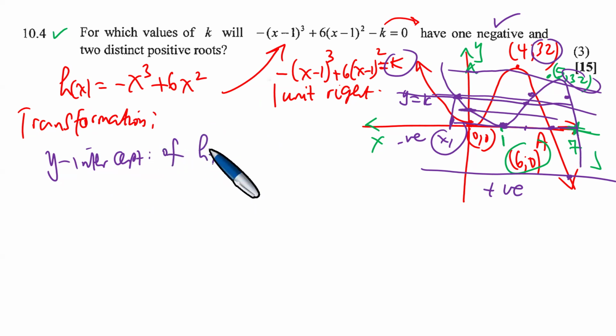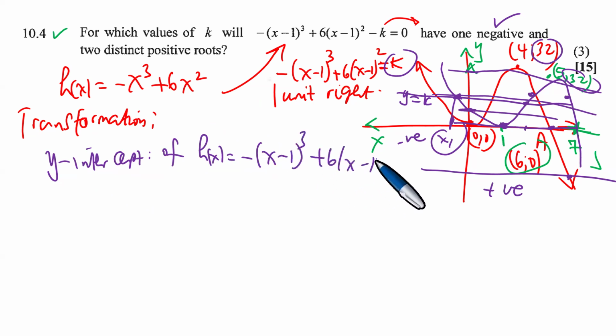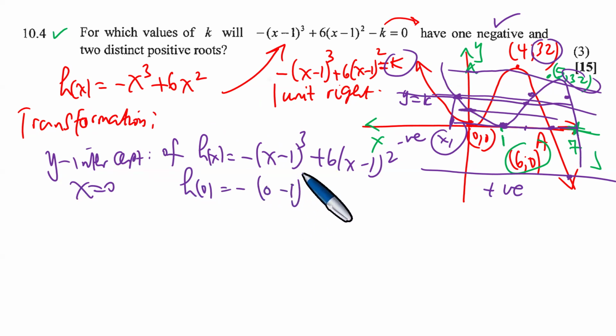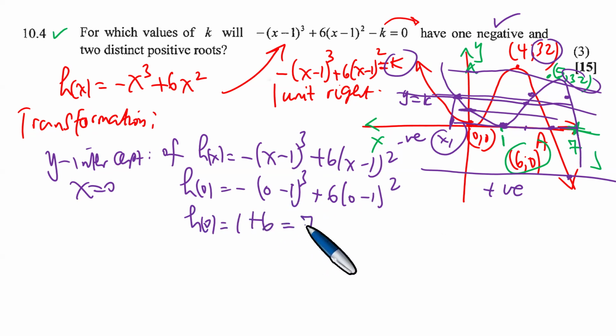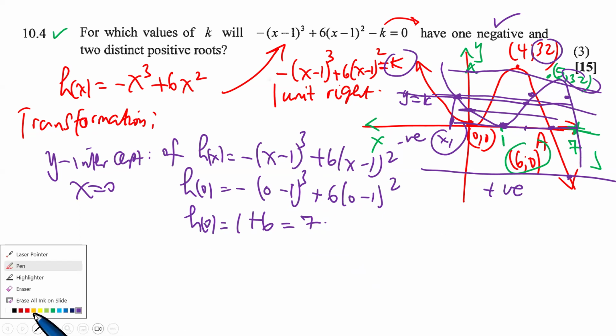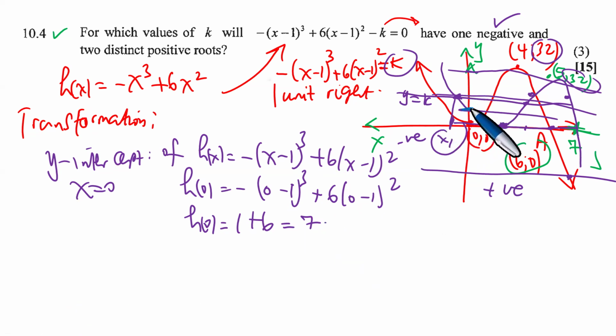The y-intercept of h, which is minus x minus 1 cubed plus 6x minus 1 squared. To get the y-intercept, let x be 0. H at 0 is minus 0 minus 1 cubed plus 6 times 0 minus 1 squared. This is minus, getting us a 1, plus 6, which equals 7. This means we then have that it's going to cut at 7 there.